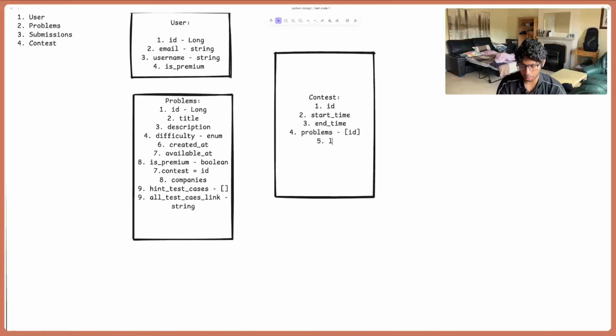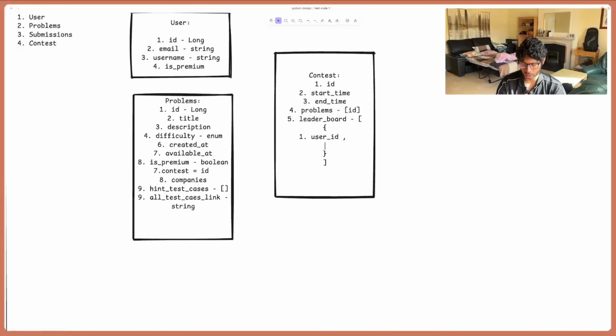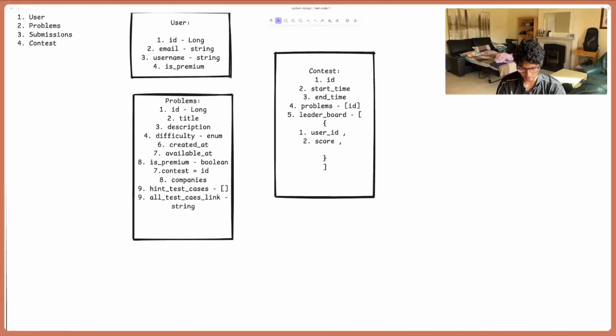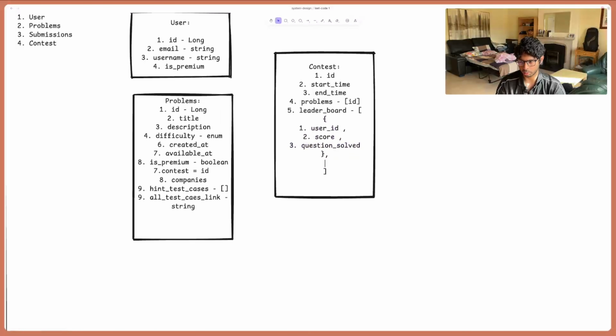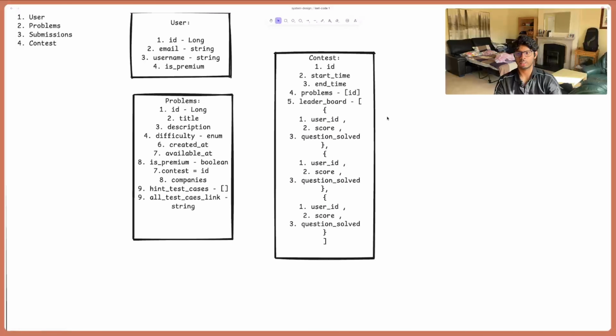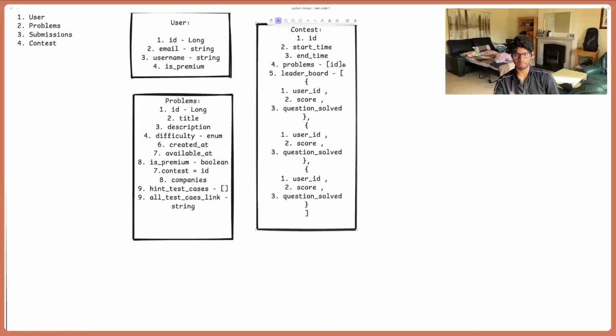The fifth point is going to be the leaderboard. So there is going to be one user ID, there's going to be the rank, or let's say score, we can just keep it score, and there is going to be questions solved or any summary, we can just keep questions solved. And if I just copy paste it, it is going to be a list of data. So this is how our contest will look.